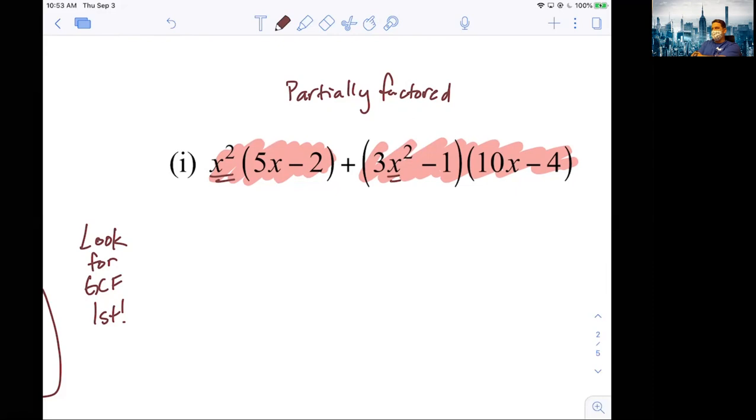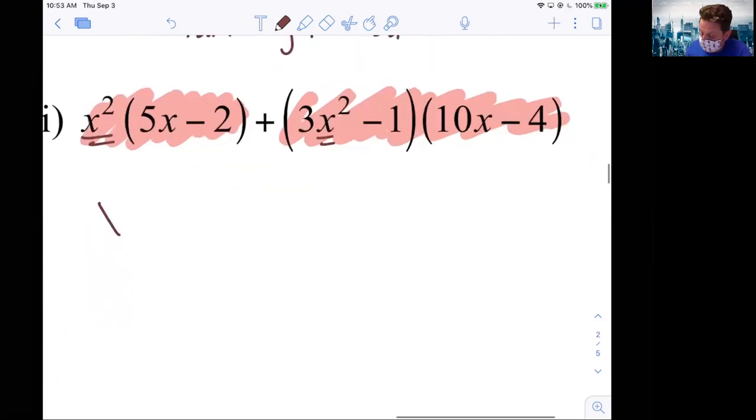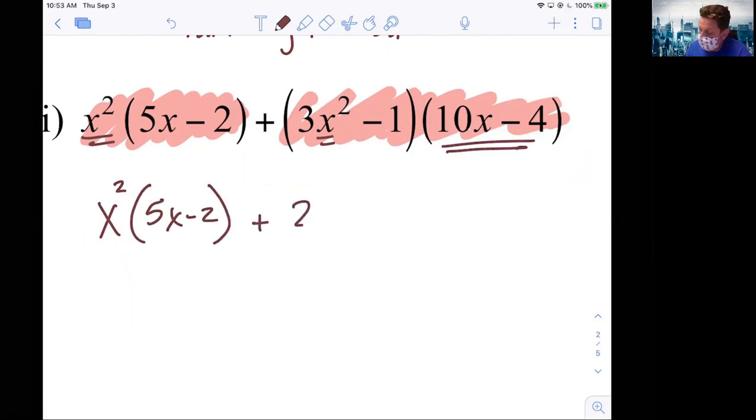But is there anything we could factor out from either one of them? 10x minus 4, for lack of having anything else to do, what could I factor out of 10x minus 4? A 2, right? Let's see what that looks like. So the first one is just x squared. This is 5x minus 2. Now, when you factor a 2 out of here, you can actually bring it to the front of that factor group because multiplication is associative. So that becomes 5x minus 2.